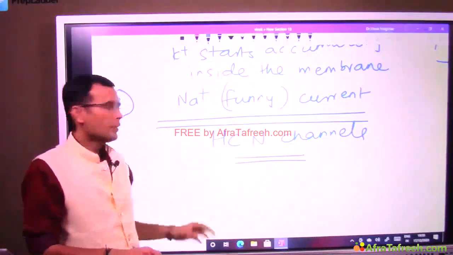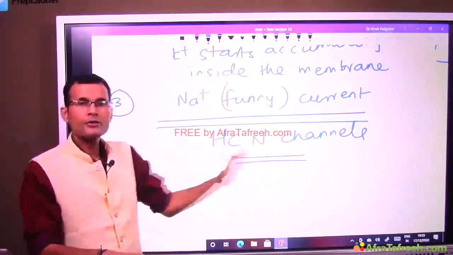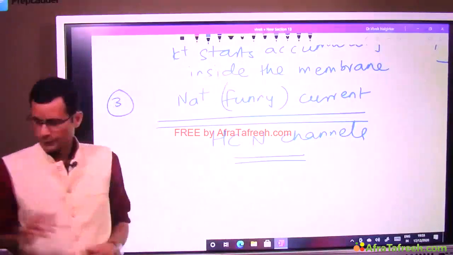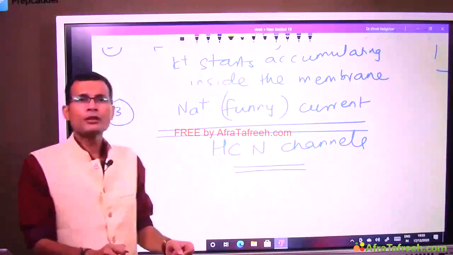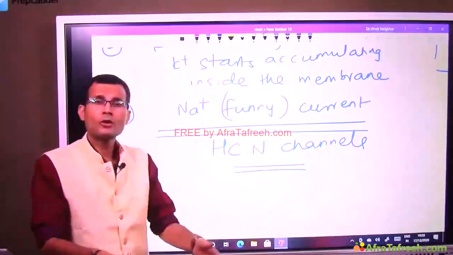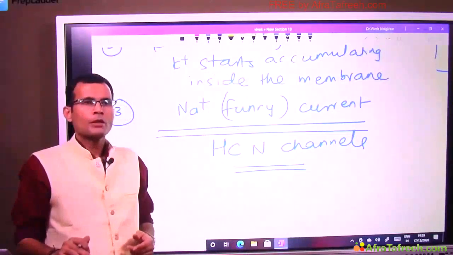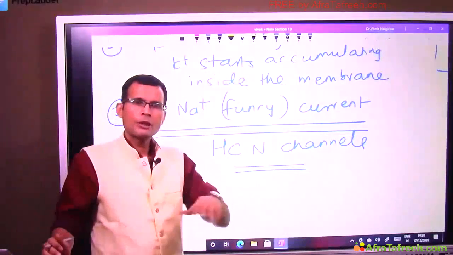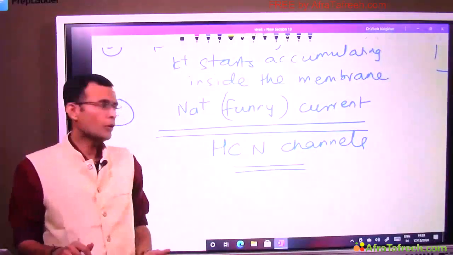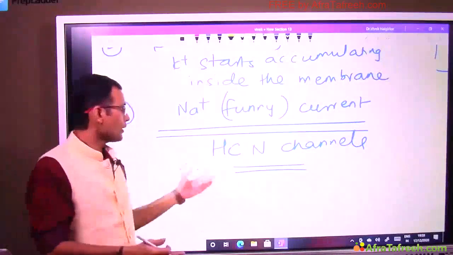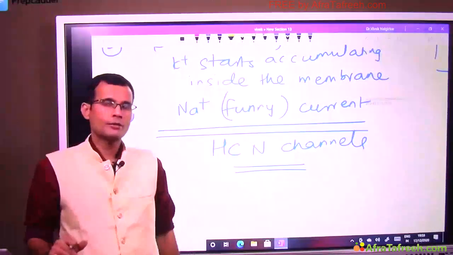Hyperpolarization activated, cyclic nucleotide gated. That's HCN channels, sodium channels. They were called funny because when the research workers performed the research on these channels, they found two things. One is that it is equally permeable to sodium and potassium, and the second, in fact the funny part, was that the more the hyperpolarization of the membrane, the more was the activation of this channel.